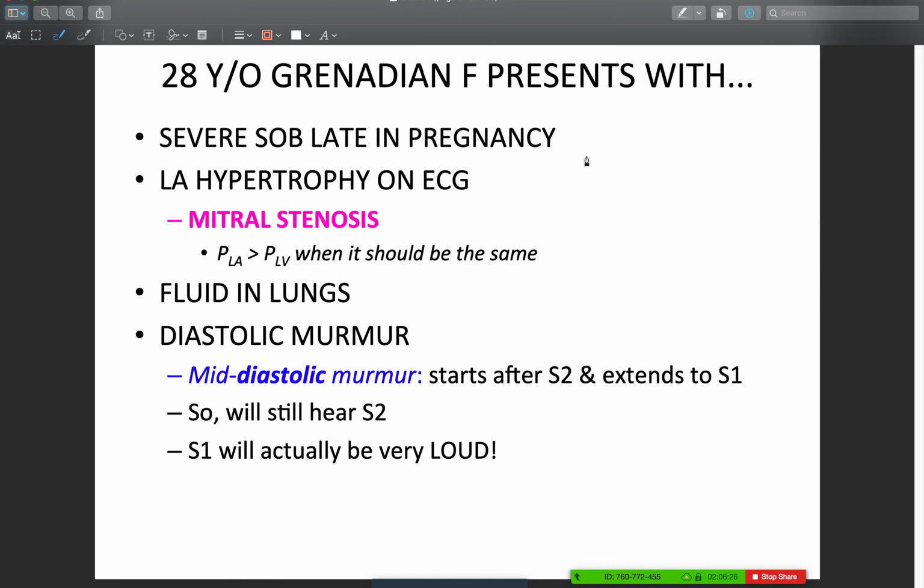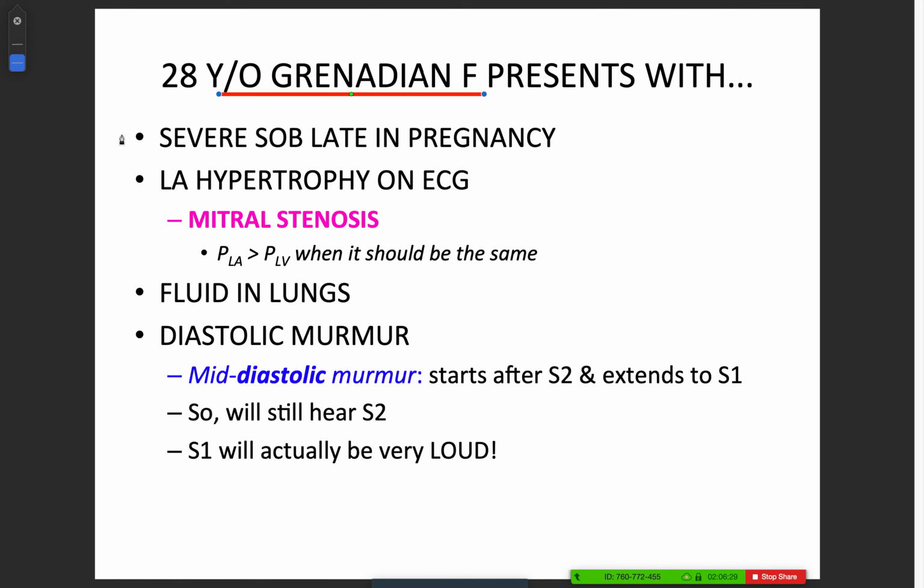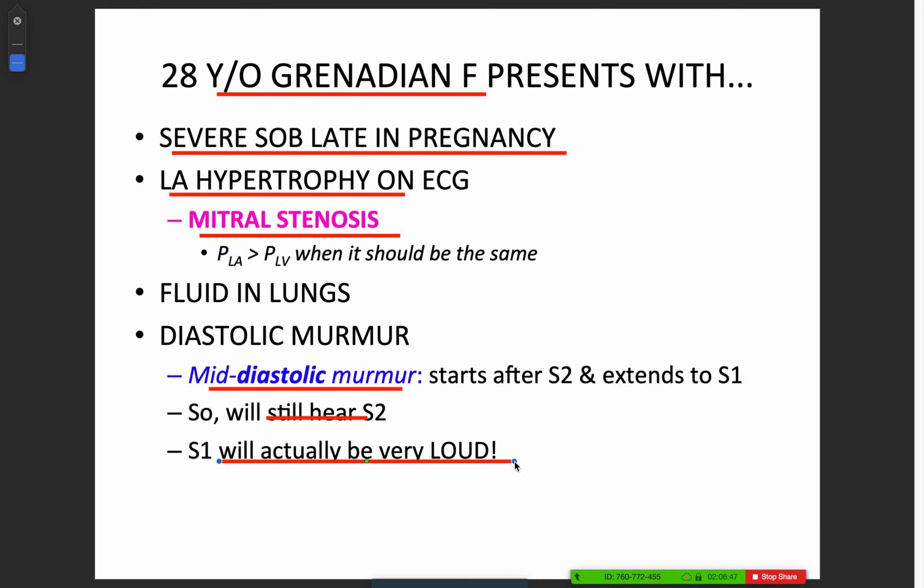All right. And so now we have a Grenadian female, 28 years old, with severe shortness of breath, latent pregnancy, left atrial hypertrophy on ECG, and here we actually have a mitral stenosis. What we're looking for is that mid-diastolic murmur, and you hear the S2, and you may even hear a louder S1. Fluid in the lungs due to the backup of fluid ahead of that mitral stenotic valve. You can have some pulmonary edema.